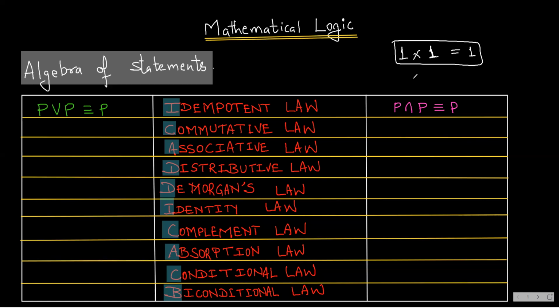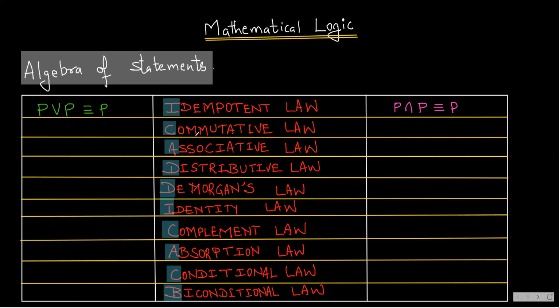It is also followed for 0. Addition is an idempotent operation for 0. So 0 plus 0 is 0. You are applying an operation on an element with itself, and the end result is the element itself. 0 plus 0 is 0. This is idempotent law.